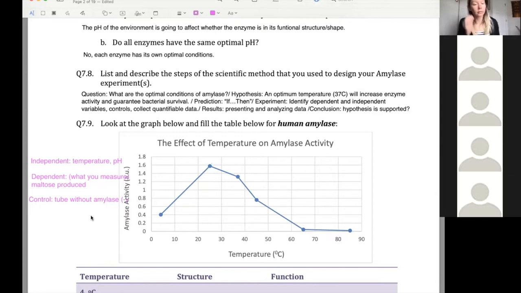Professor, a question for this question: do we need to answer everything specific about amylase, or a generalized question, hypothesis, and describe each one? This one is really only asking you to describe the steps of the scientific method. I just used the example of our amylase experiment because it can be easier to explain some of these concepts with a specific, concrete example. Okay, thank you.